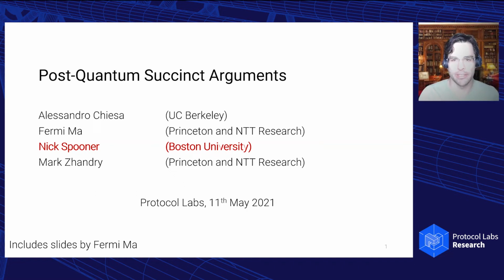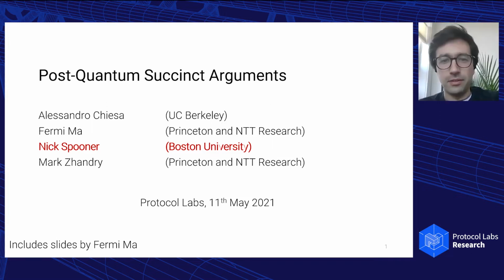Our speaker today is Dr. Nick Spooner. Nick is a postdoctoral researcher at Boston University and will begin a faculty position at the University of Warwick in January. He received his PhD from UC Berkeley, where he was advised by Alessandro Chiesa. His work focuses on post-quantum cryptographic proof systems, recursive proof composition, and zero knowledge. His talk today is on post-quantum succinct arguments. Nick, it's great to have you. I'll let you take it from here.